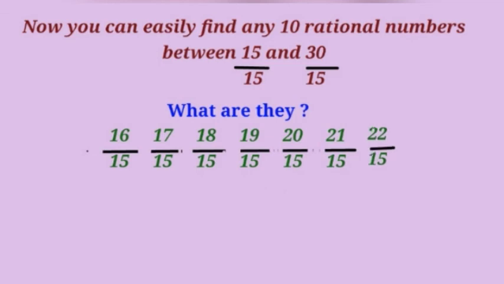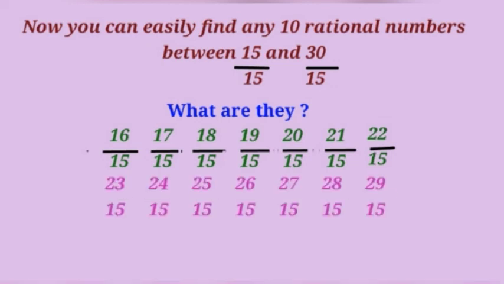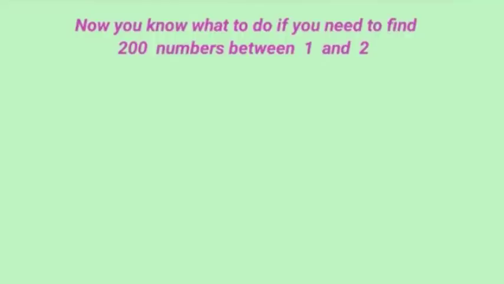They are 16 by 15, 17 by 15, 18 by 15, 19 by 15, 20 by 15, 21 by 15, 22 by 15, 23 by 15, 24 by 15, 25 by 15, 26 by 15, 27 by 15, 28 by 15 and 29 by 15. Now you know what to do if you need to find 200 numbers between 1 and 2.